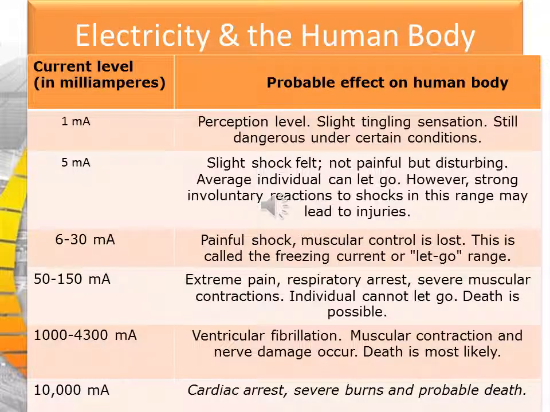In discussing the relationship between electricity and the human body, we can look at this chart here and get an idea of how many milliamps can affect the human body. 1 milliamp gives just nothing more than a perception level, a slight tingling. 5 milliamps gives you a slight shock. 6 to 30 milliamps gives you a painful shock, as well as muscular control is lost. 50 to 150 milliamps cause extreme pain. 1,000 to 4,300 milliamps, ventricular fibrillation, and at 10,000 milliamps, you get cardiac arrest, severe burns, and probable death.